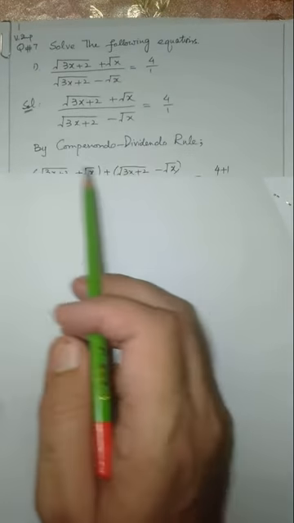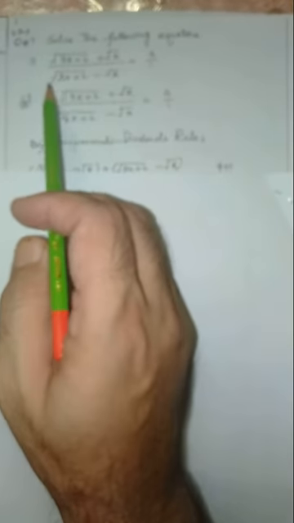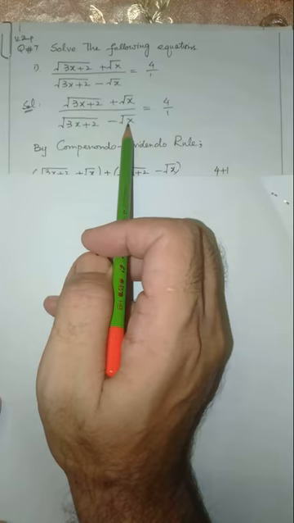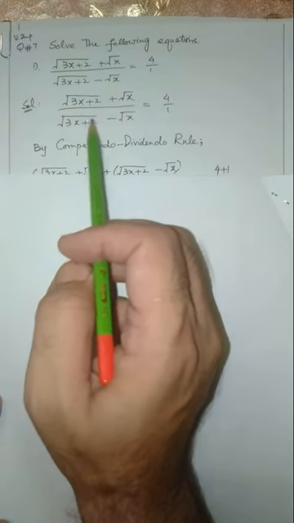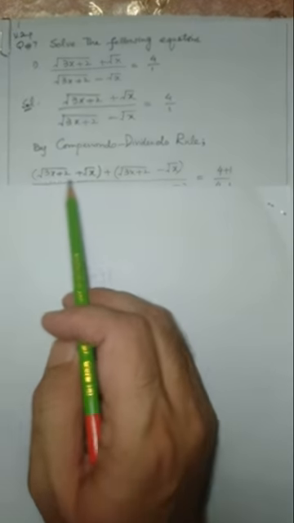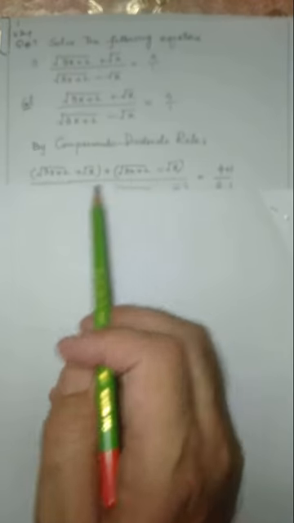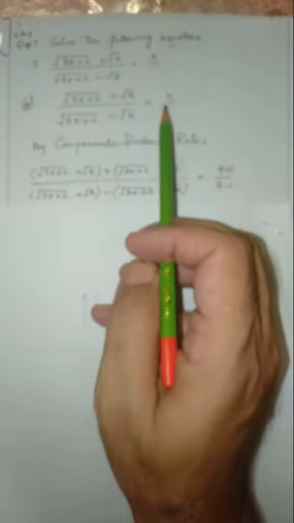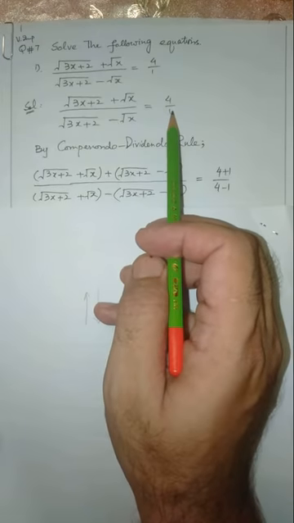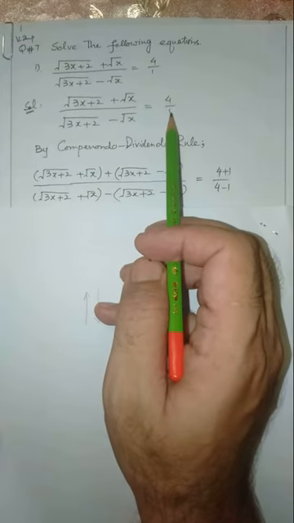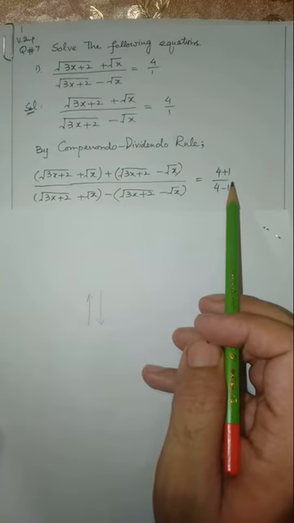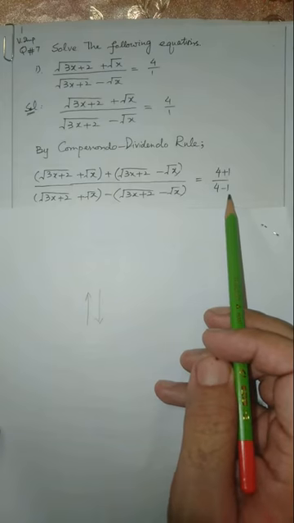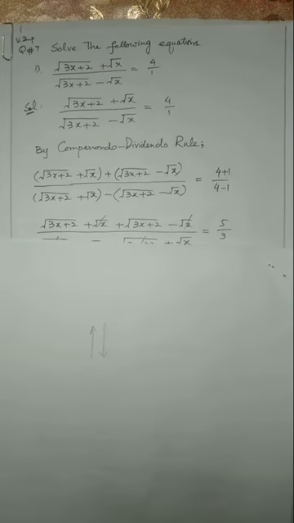Now by componendo dividendo rule, this is the numerator and this is the denominator. So according to the formula, numerator plus denominator, divide by numerator minus denominator. Here 4 plus denominator, 4 plus 1. Numerator minus denominator, 4 minus 1. Now open the brackets.